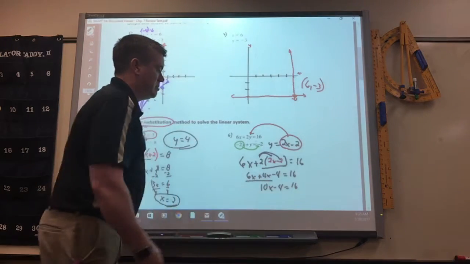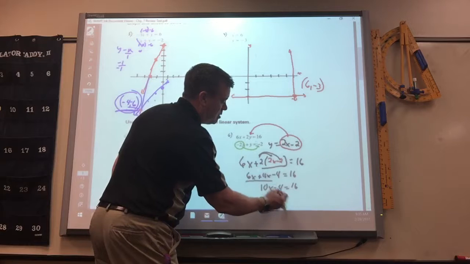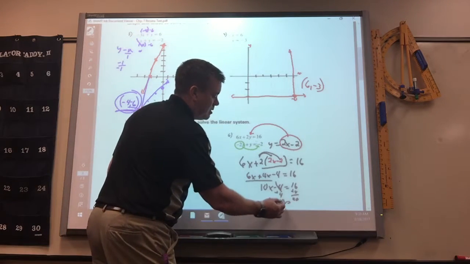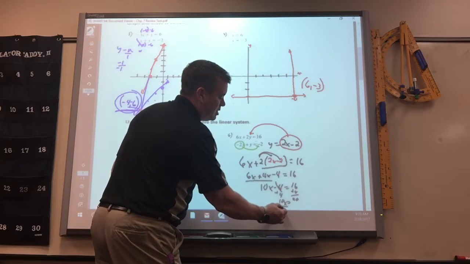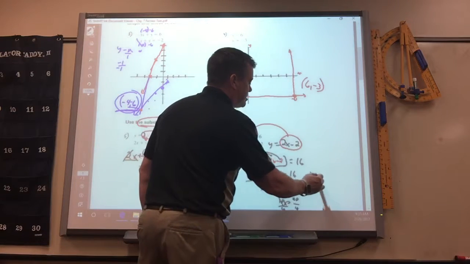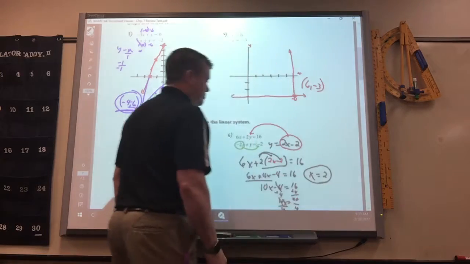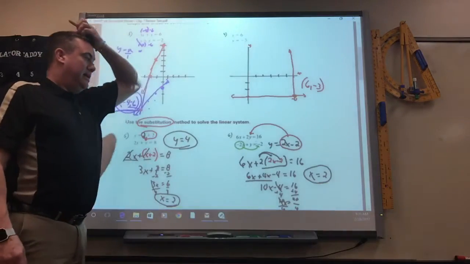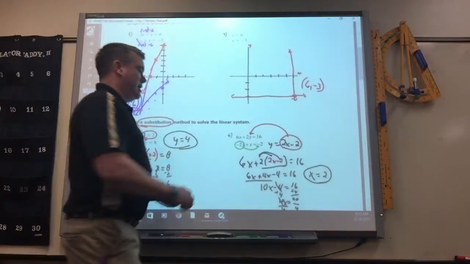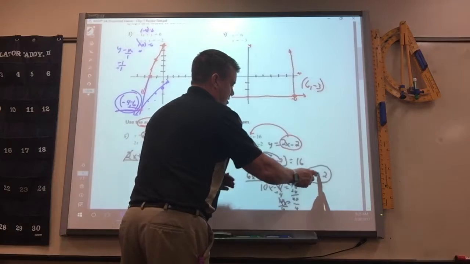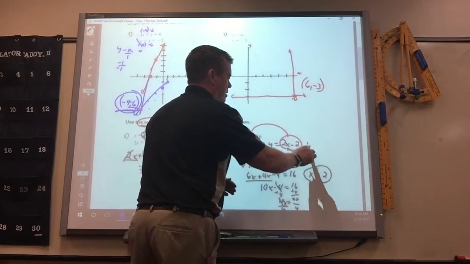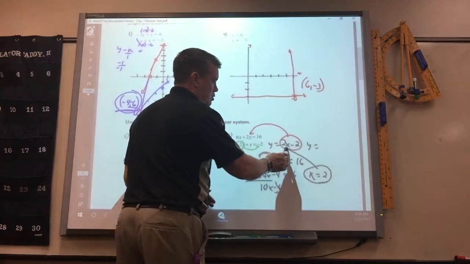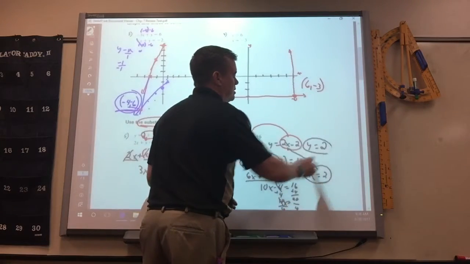And now you solve it. Add 4. So 10x equals 20, so you divide by 10 and you get x equals 2. Then you can substitute that in any one of these. This is the easiest to put it in right there. Y equals 2 times x, which is 2. So 2 times 2 is 4. Take away 2 is 2.